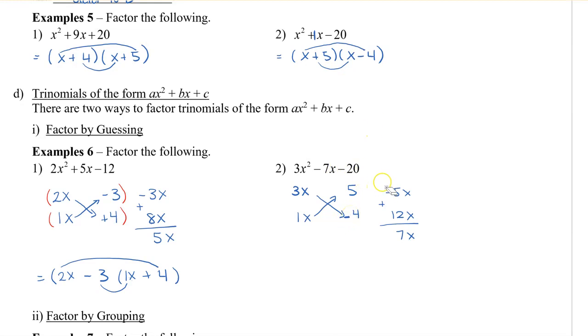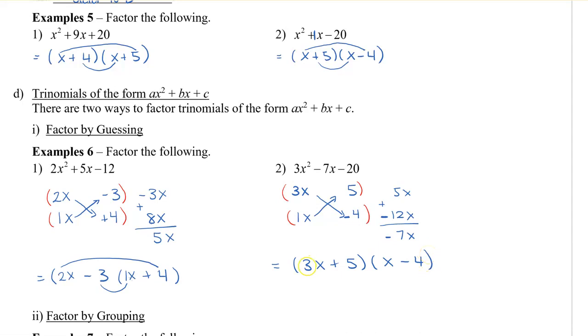So now what I have is 3x times negative 4, which is negative 12x. X times 5 is positive 5x. So now when I add these together, I get negative 7x, which is what the middle term is. So remember, we're going to create our two binomials just based on this. Now I can't just leave this and say, here are my factors. I actually need to write them side by side. So I get 3x plus 5, and then 1x, or just x, minus 4.